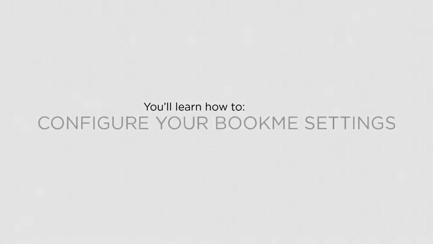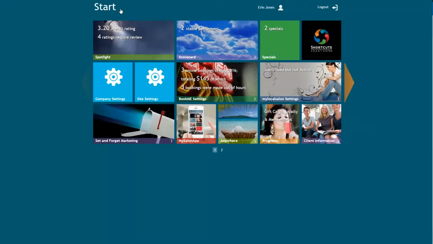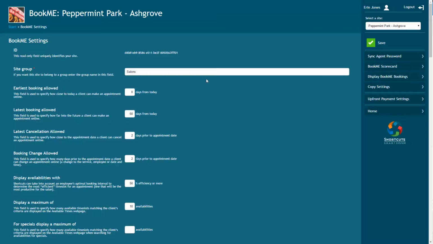In this lesson, you'll learn how to configure your BookMe settings. The BookMe settings page allows you to customize how your clients will make an online booking and which options will be available to them. To access your BookMe settings, log into your Smart System console and click on the BookMe settings tile. On the right-hand side, select the site you wish to edit.